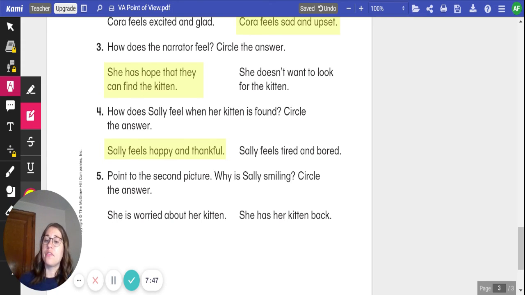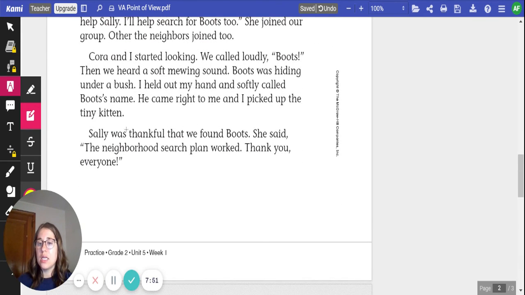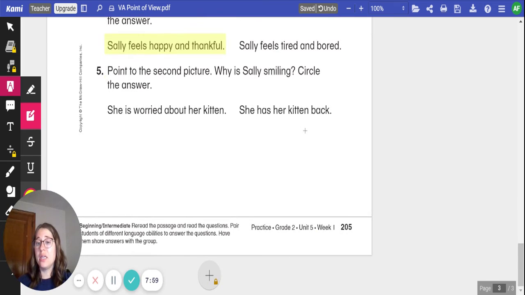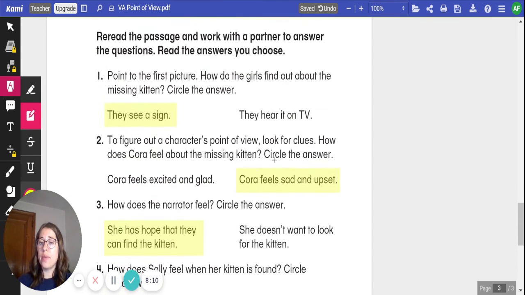You should have picked that Sally feels happy and thankful, right? In that sentence, it says that Sally was thankful and she's thanking everybody for helping her find Boots, so she's happy. Our last question, point to the second picture. Why is Sally smiling? Circle the answer. Is she worried about her kitten, or she has her kitten back?